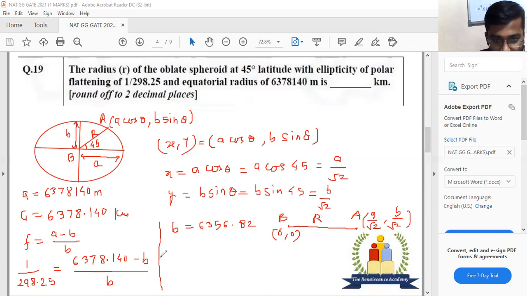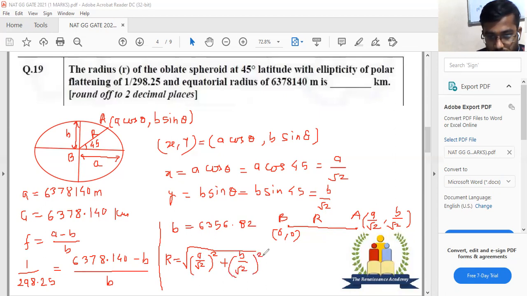Let's say R is equal to under root, (a by root 2) whole square, actually 0 minus a by root 2, but 0 is negligible. So similarly we'll get (b by root 2) whole square. If you solve this, we will get (a square plus b square) divided by 2.